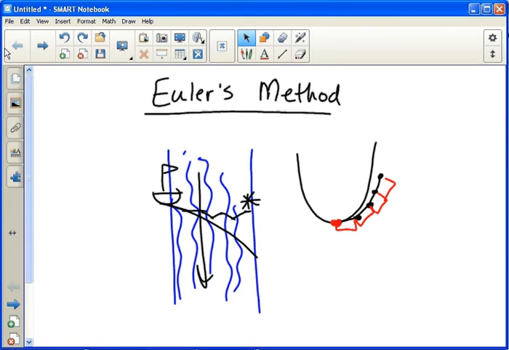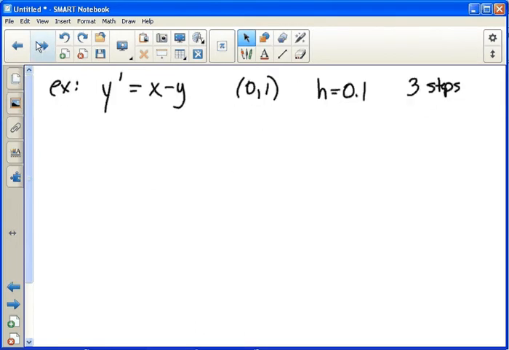So I've got two examples for us to try. Here's the first one. The directions might say something like, use Euler's method to approximate the solution to this differential equation, starting at 0, 1 with a step size of 0.1, that's the h, taking 3 steps.